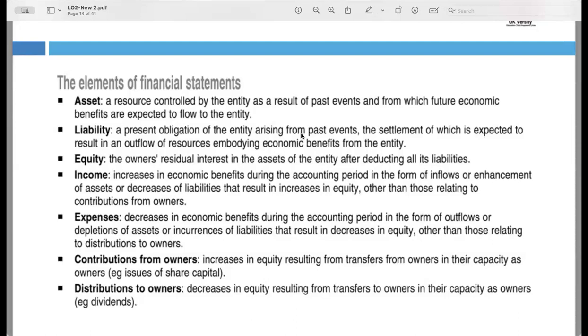Then distribution to owners, a decrease in equity resulting from transfers to owners in their capacity as owners. For example, dividends.